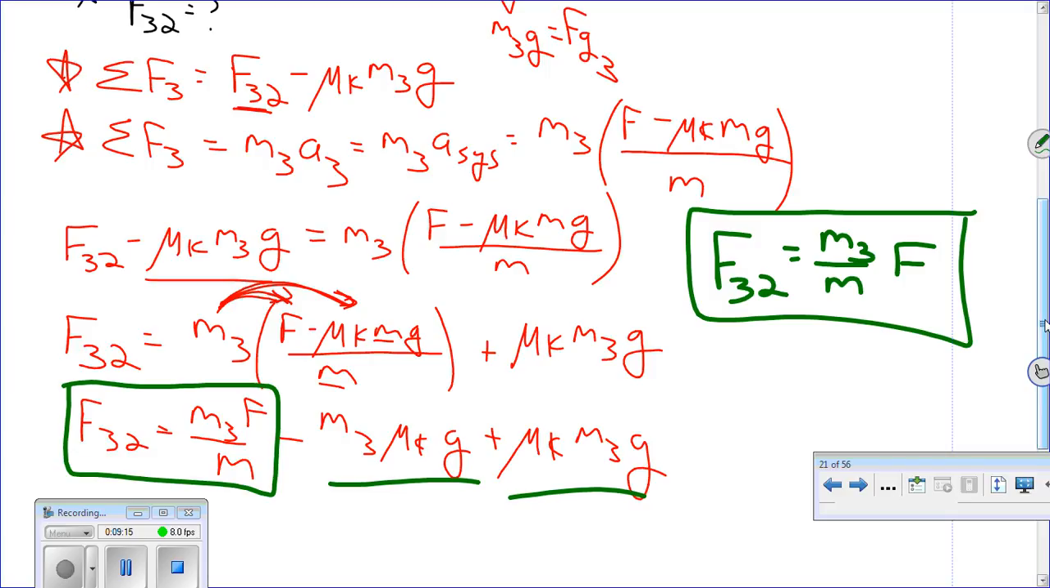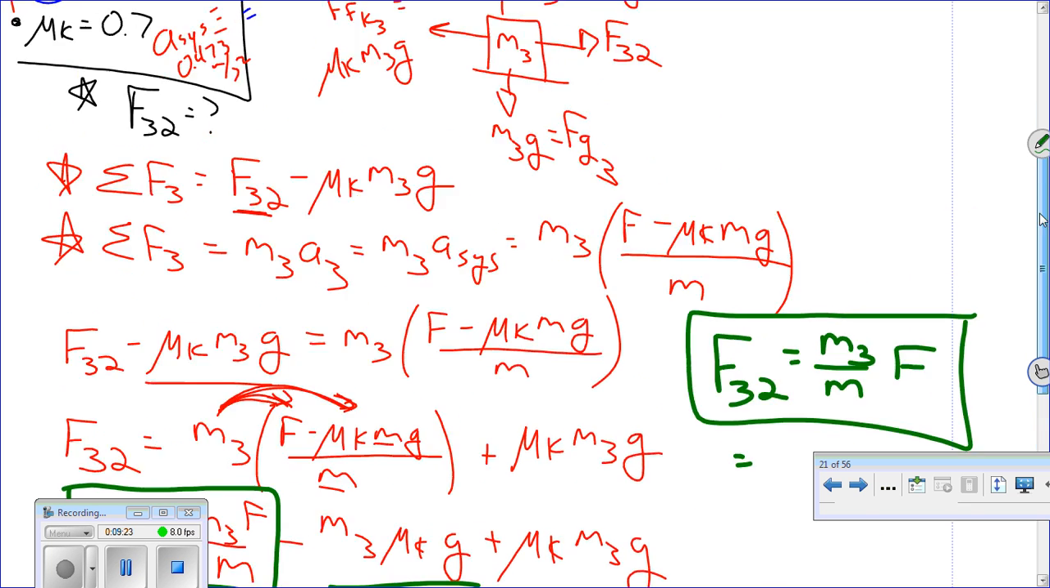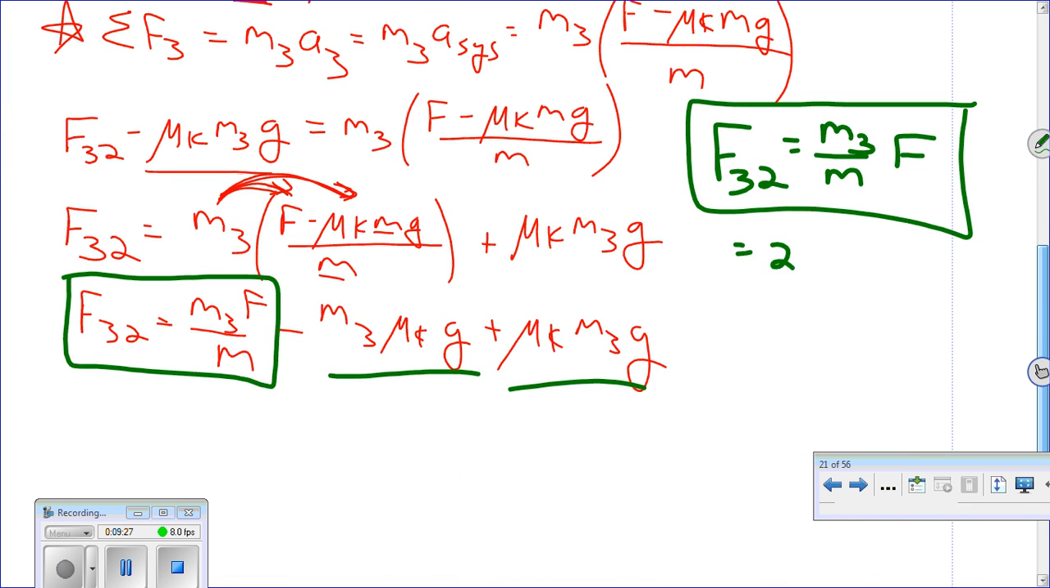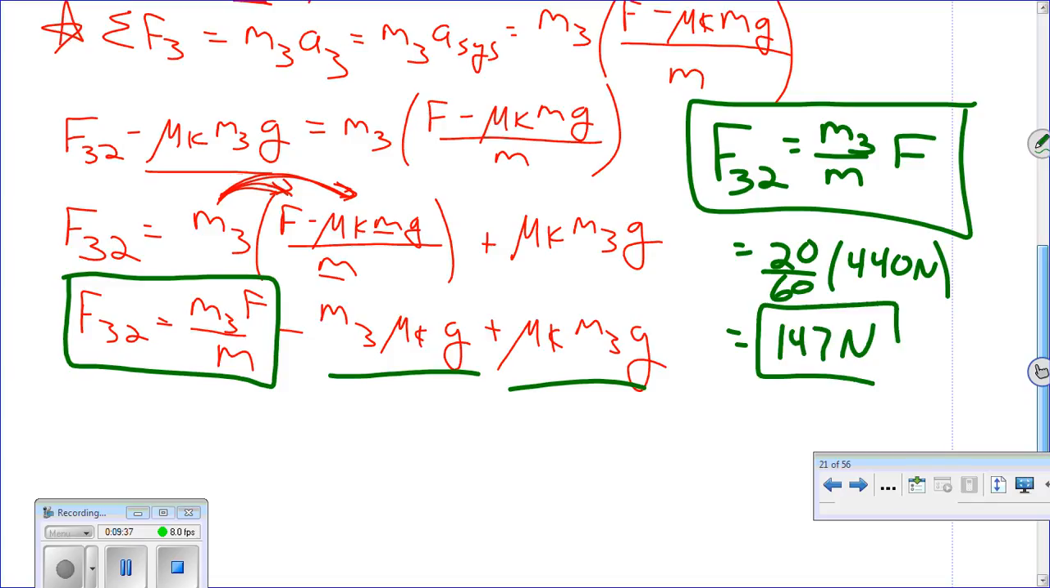So for us, what was the mass of block 3? It's written up here at the top. Mass of block 3 was 20 kilograms. So 20 over 60 times the applied force, which was 440 newtons. Multiply all of that out and you get 147 newtons. All right, so there you go. Whole bunch of algebra.